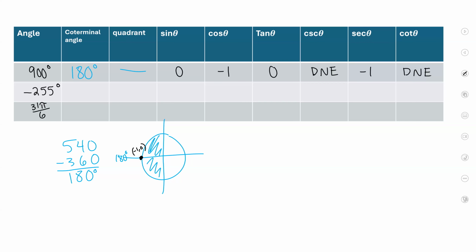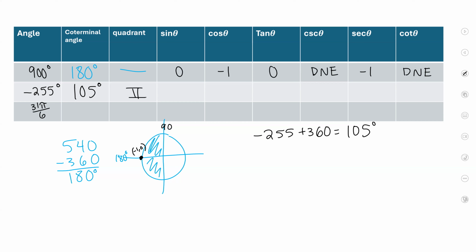Okay? Now, for negative 255, what did you guys do? Yep, you should have added 360. And you'll get, what'd y'all get? Yes, if you add 360, 360 minus 255. This is what you get, 105 degrees. Which quadrant is that in? Yes, that's in the second quadrant. I know because it's between 90 and 180. So it's in the second quadrant.